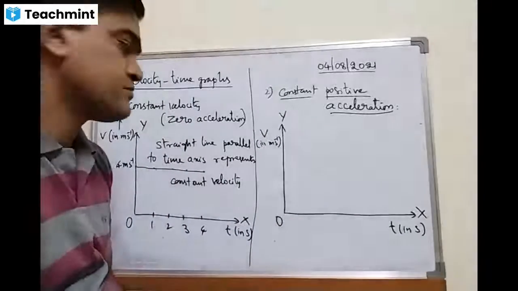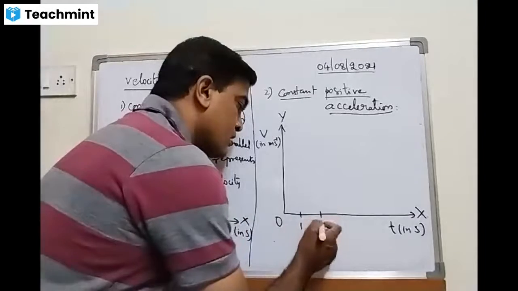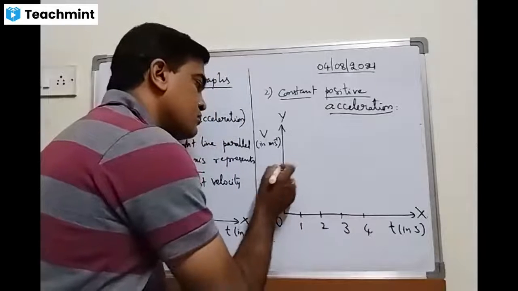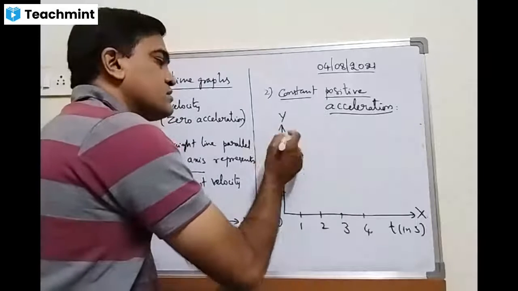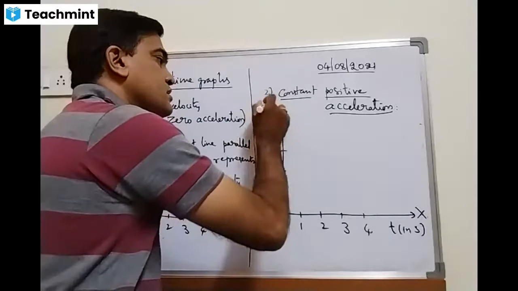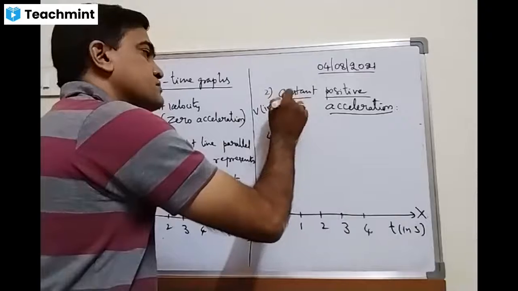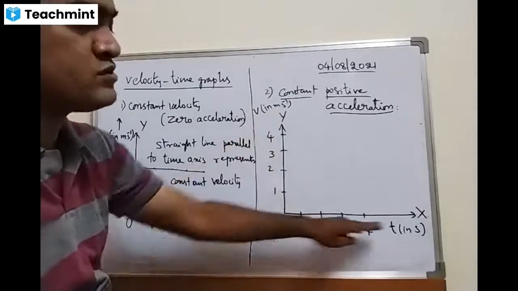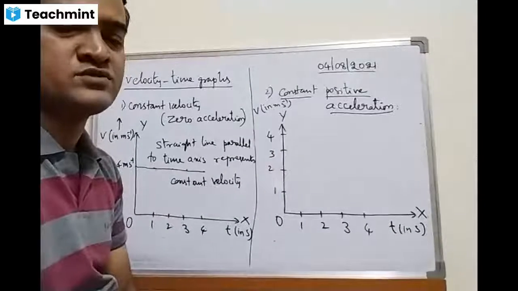Let me take the values like this: 1, 2, 3, 4 on both axes. Here, let me write velocity in meter per second. All the values on the y-axis are measured in meter per second. All the values along the x-axis are measured in seconds.